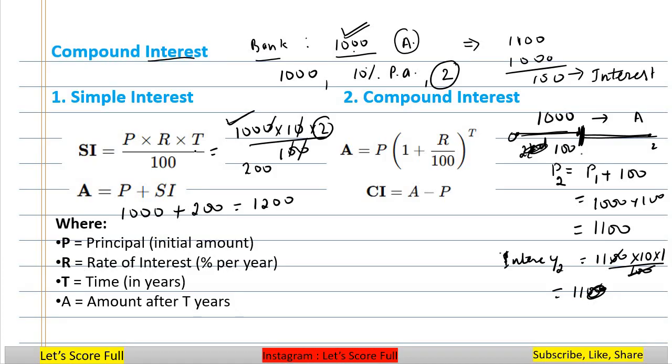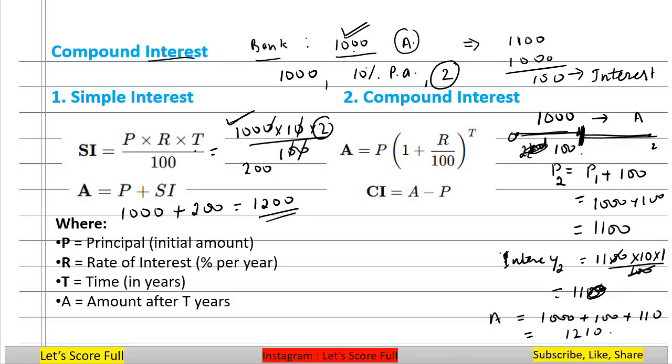Here the amount he has to pay is nothing but the principal which was 1000, and interest for the first year is 100, for the second year it is 110. So he has to pay 1210 rupees. Can you see here, in simple interest the interest was only 200 but here it is 210. It means in compound interest a person gets more money compared to simple interest for the same amount and the same rate of interest. We are just changing the method of computation.